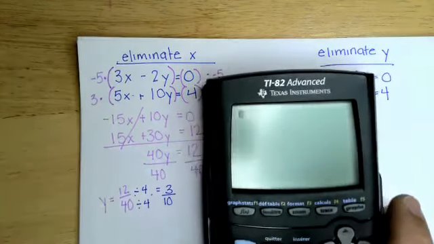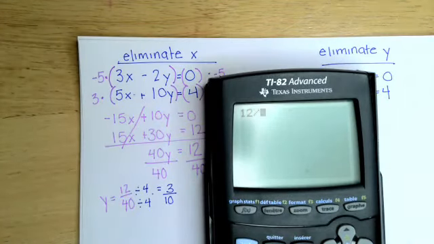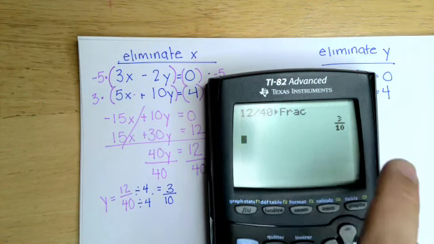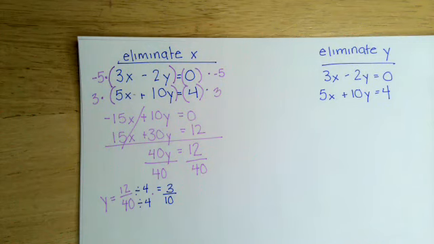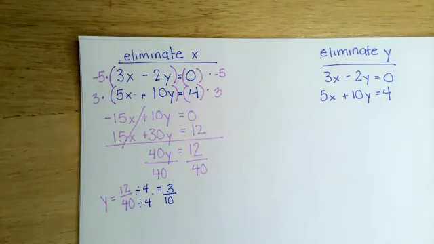You can also put it into your calculator. 12 40s is 3/10. Okay, so we know y equals 3 over 10. And now we need to, you know what? I'm going to go over here and I'm going to eliminate y.